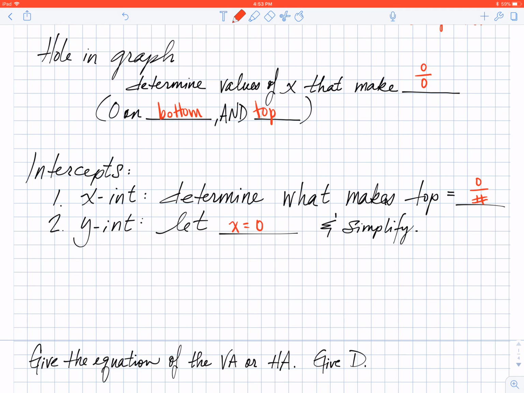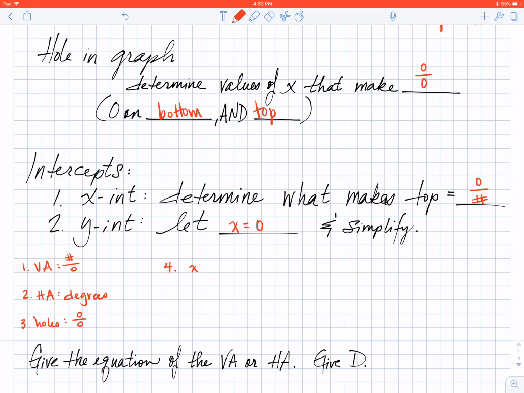Now, if I wanted to put this into a very nice, concise list, we want to talk about vertical asymptotes. Vertical asymptotes are what makes the bottom 0. What makes the bottom 0? 2, horizontal asymptotes. This all goes back to degrees. 3, holes in the graph. Holes are whatever make a 0 on top and on bottom.